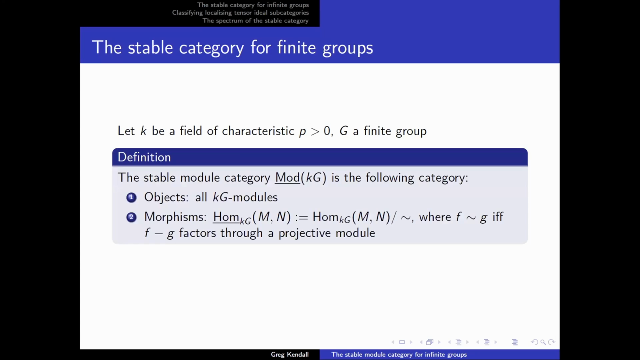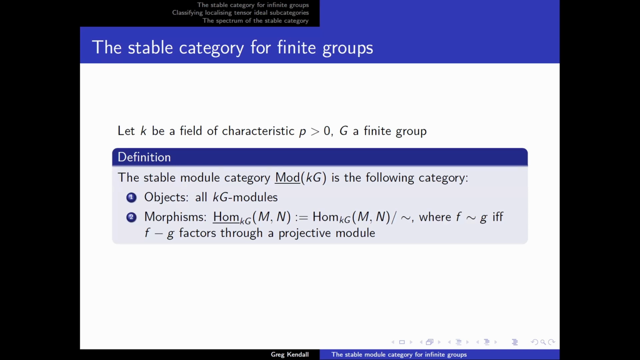And what we want to do is kill all the projective modules. To do this, we don't change the objects, we change the morphisms in the category. So we consider all KG-modules, and this includes all the infinitely generated ones as well.